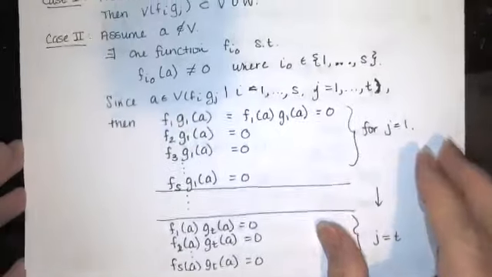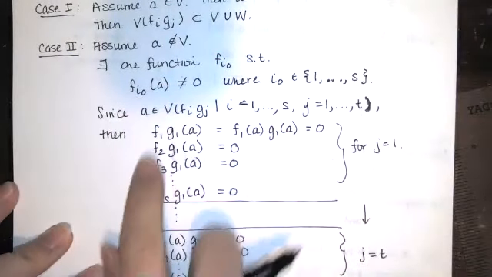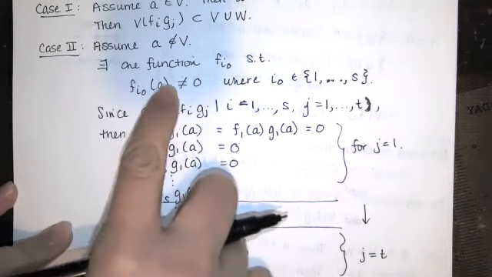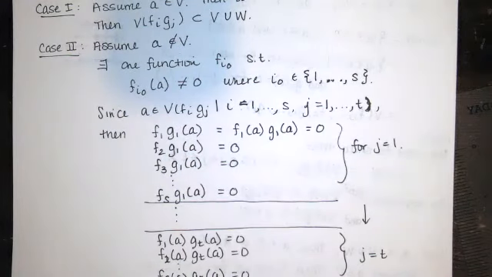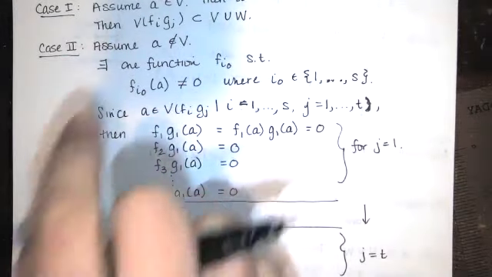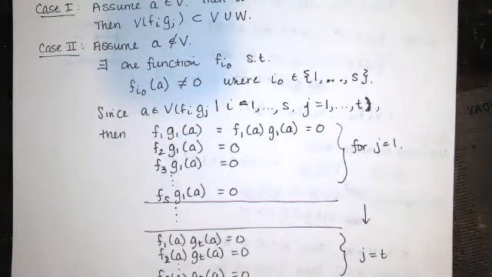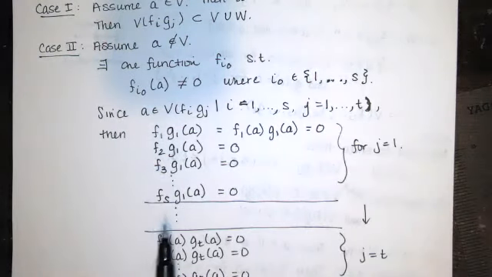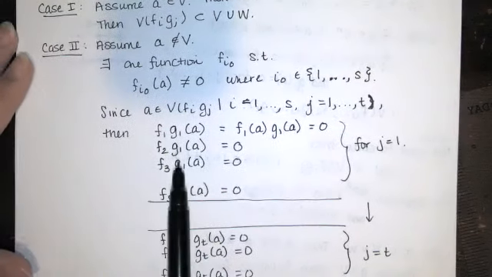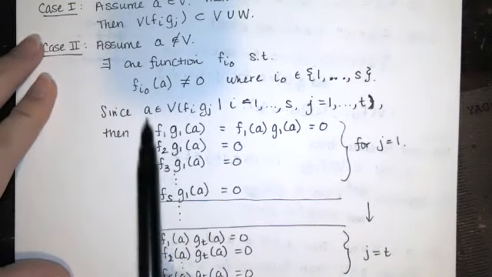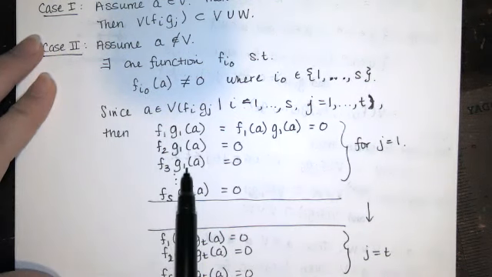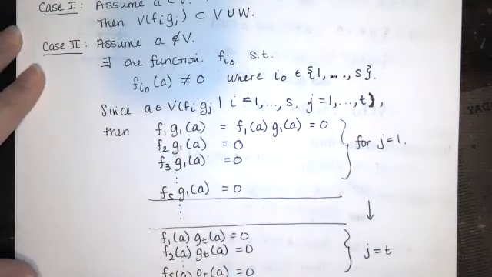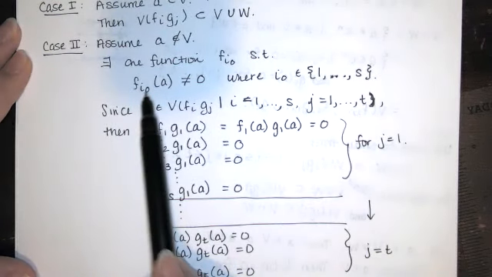But remember, what we're saying is that there is some function on this list from f sub 1 through f sub S for which we don't get 0. So if we're talking about that particular value of i naught, that particular value on this list from 1 through S, well, we're going to have T equations associated with that i naught. We're going to have f sub i naught times g sub j, where j goes from 1 through T, and all of that has to be equal to 0. But f sub i naught of A is not equal to 0. I hope you see where I'm going with this.